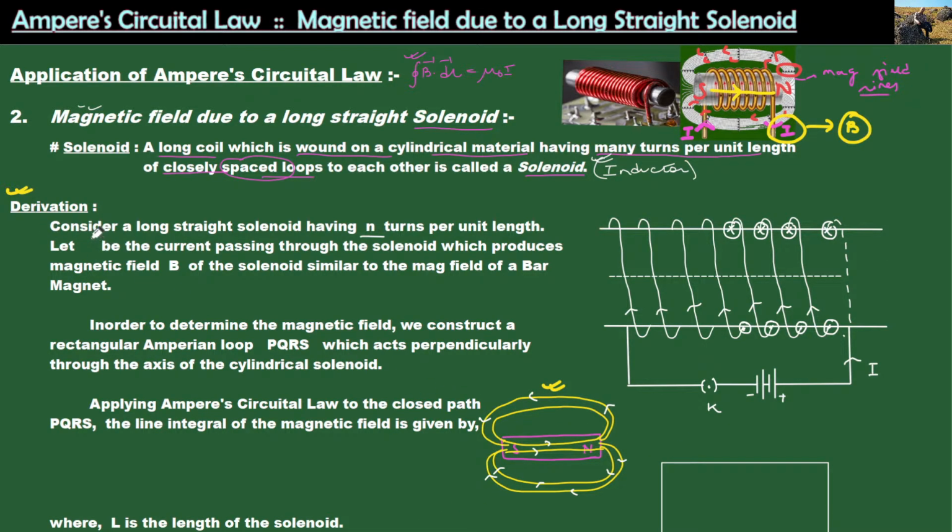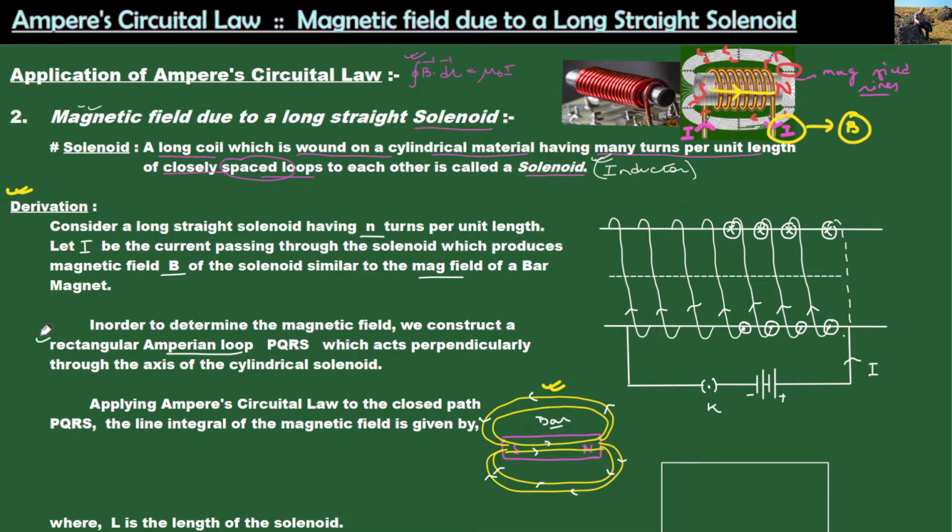So from here, let I be the current passing through the solenoid. This is the current I which passes through the solenoid, and it produces a magnetic field, similar to the magnetic field produced by this bar magnet. In order to determine the magnetic field due to this solenoid, we have to construct an Amperian loop.